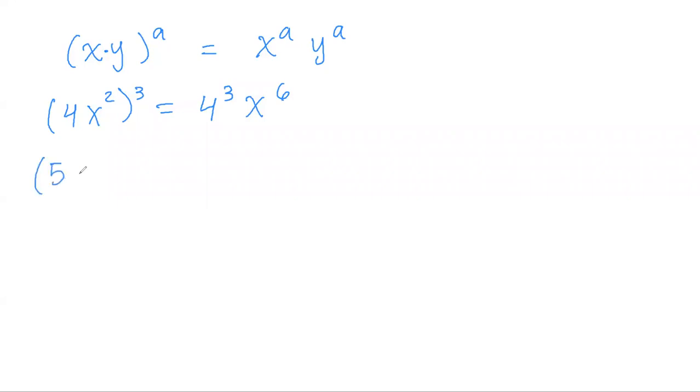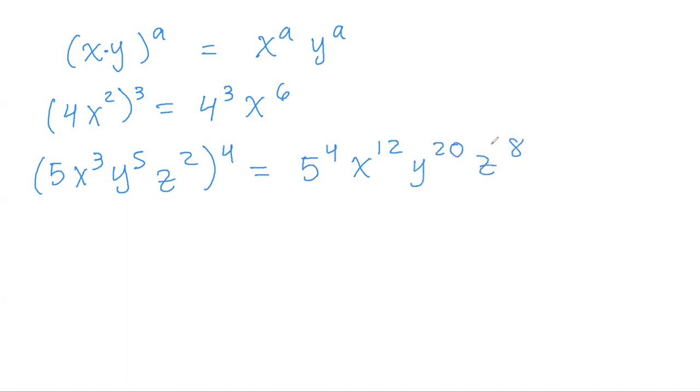So for the second example I have, if I had (5x to the third, y to the 5th, z squared) to the 4th, this is the same thing as saying 5 to the 4th, x to the 12th, y to the 20th, and then z to the 8th. So you can see, again, I'm just multiplying this exponent onto everything, including that 5. So it doesn't have to be x's and y's. It can also be the coefficient. So don't forget about that.